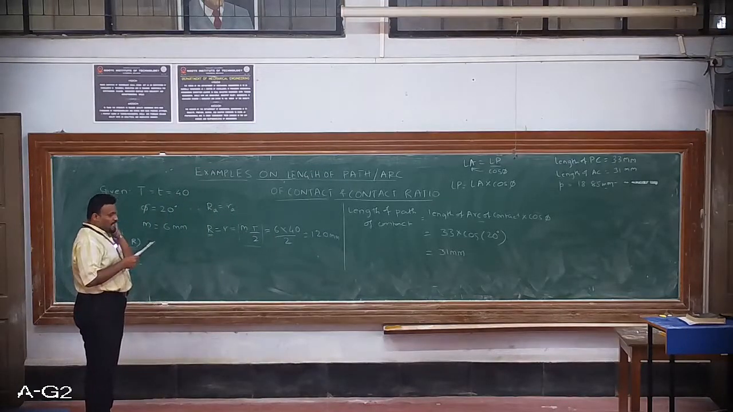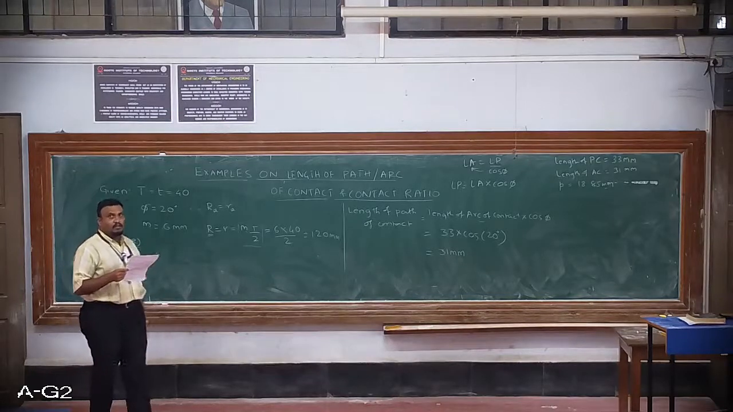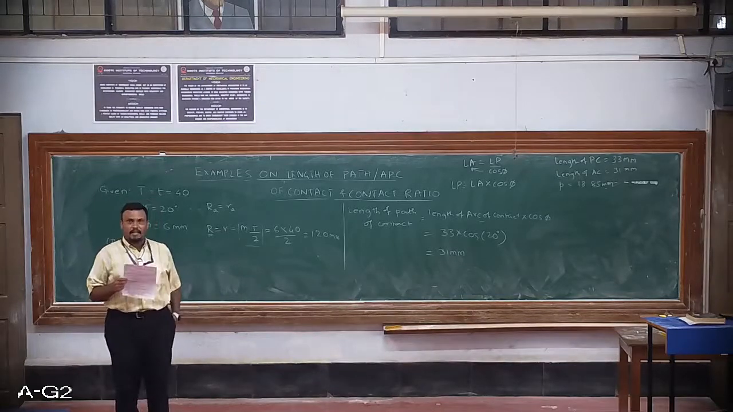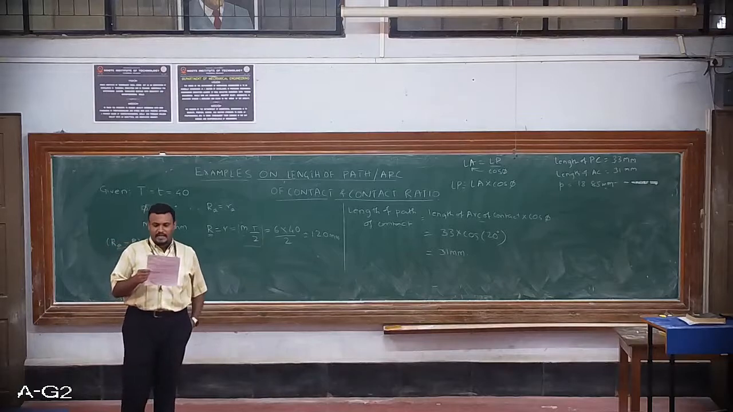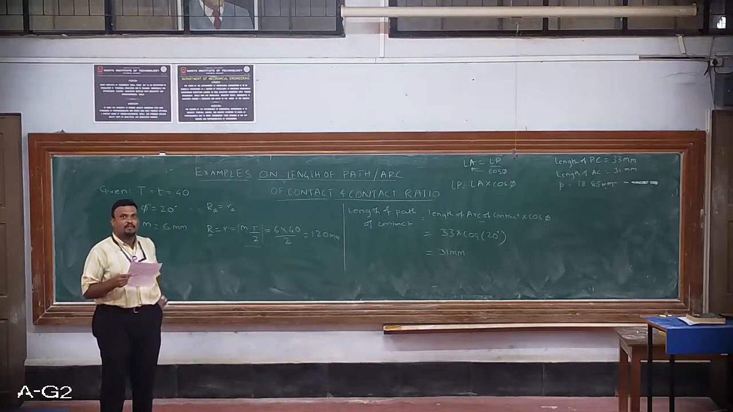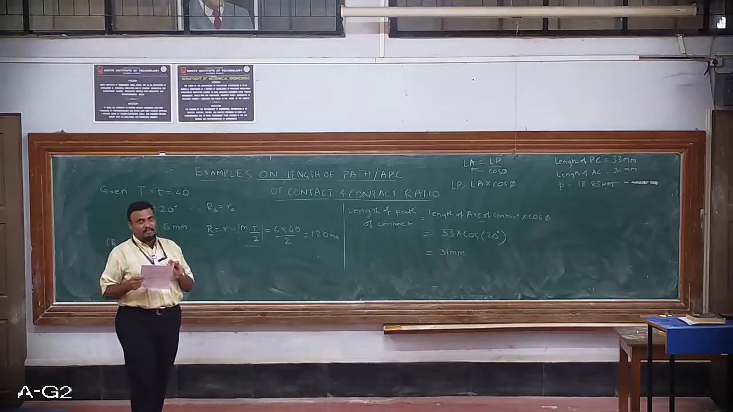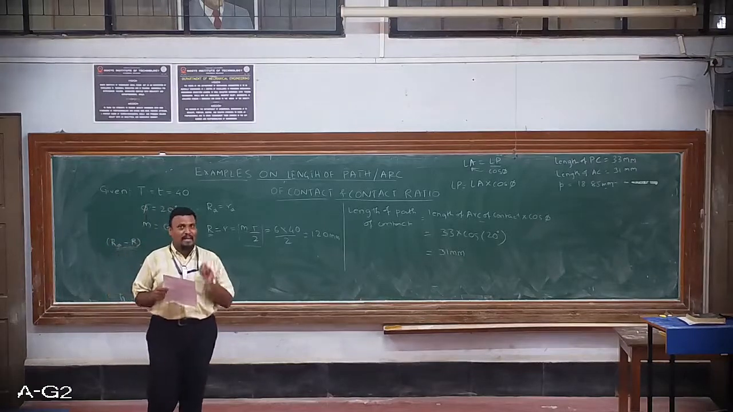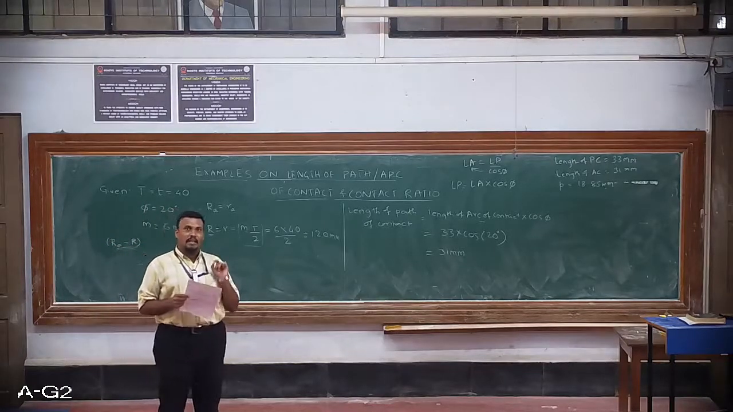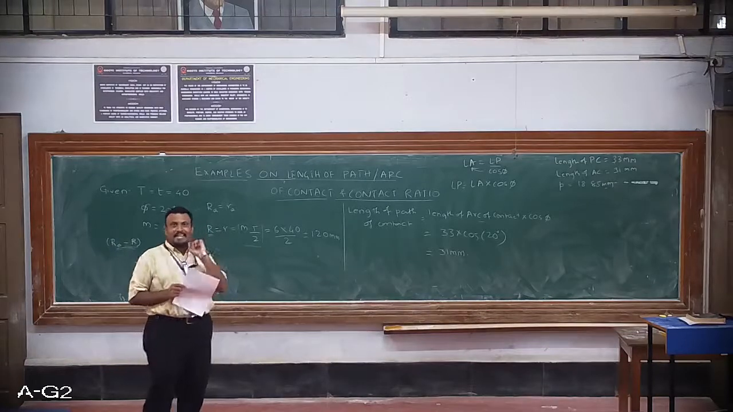Now we need to calculate the addendum circle radius. So how will we calculate this addendum circle radius? We have this addendum circle radius as a parameter in calculating the length of the path of contact. So we'll make use of that equation.